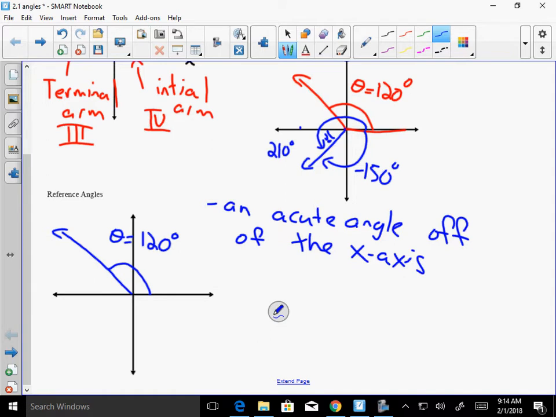The reference angle is the acute angle off the x-axis. Okay? So this is bigger than 90, so it's an obtuse angle, right? So my acute angle then comes off of here. Put a little r underneath to represent the reference angle. So if this is 120, then my reference angle off the terminal arm to the x-axis is 60.